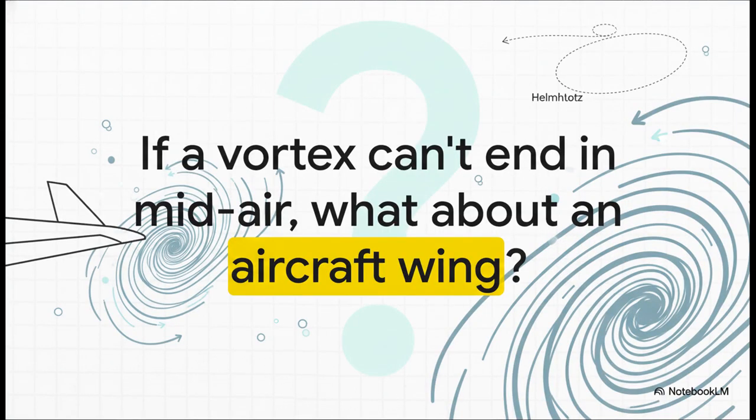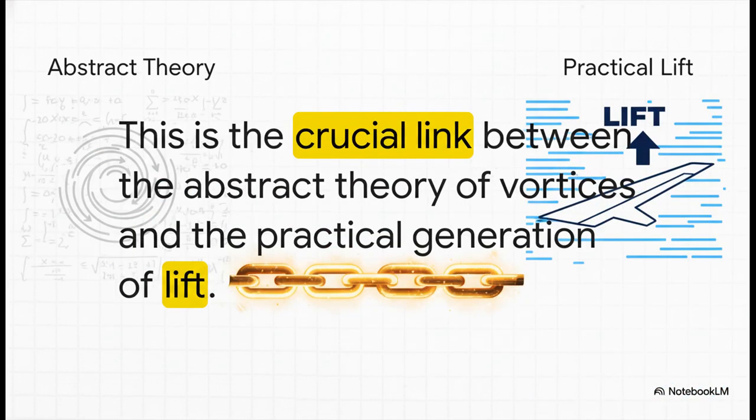Okay, that second rule should really make you stop and think for a second. If a vortex can't just end, what happens at the tip of an aircraft wing? Does the vortex that the wing creates just stop there? According to Helmholtz, no way. It can't. And right there, answering that question about the wingtip, that's the key. That seemingly abstract rule from Helmholtz, it's the crucial link, the absolute missing piece that connects this whole theory of vortices to the very real, very practical force of lift.